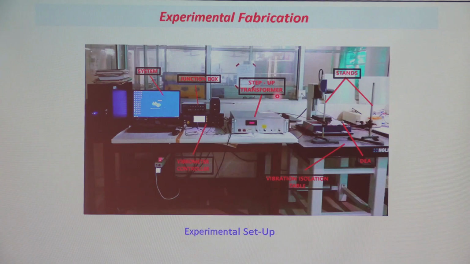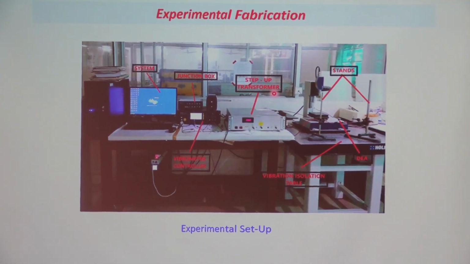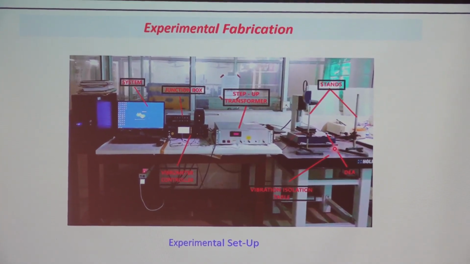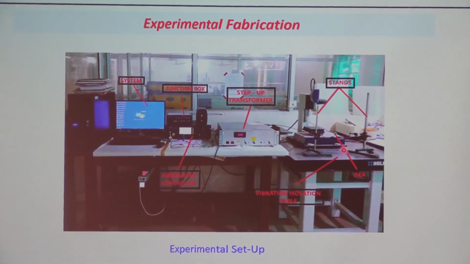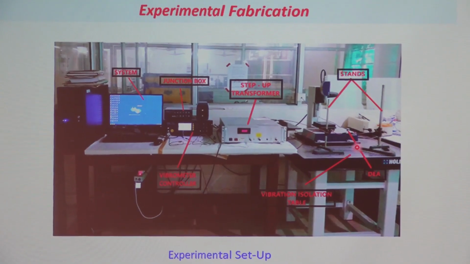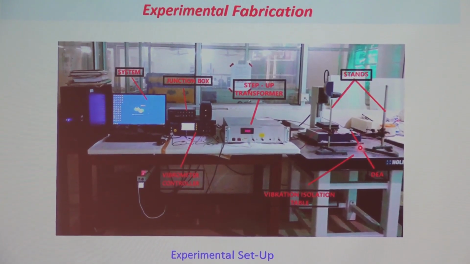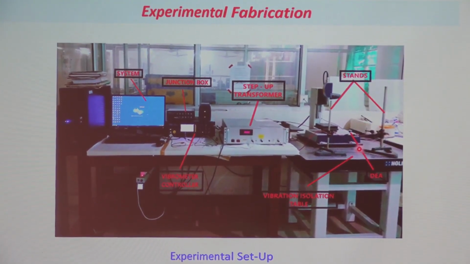Initially we have a vibration isolation table. That's very, very important, because you are supplying a very high voltage. It is very much required. So what is the vibration isolation table used for? Damping the vibration. Okay, that is one thing.